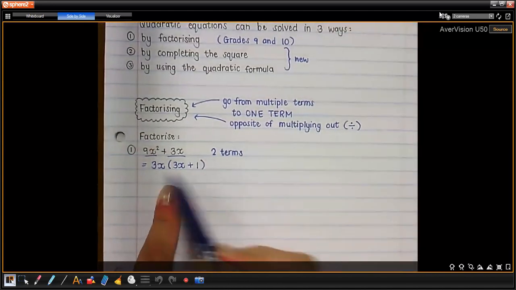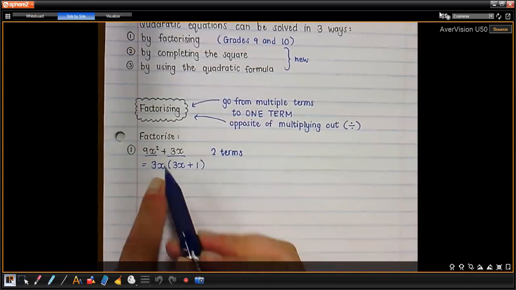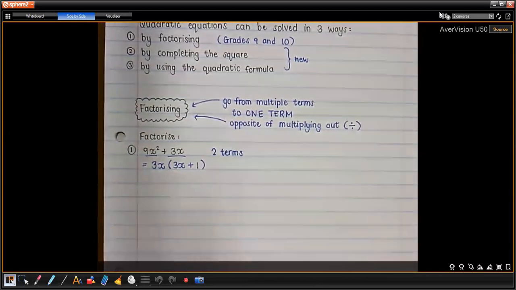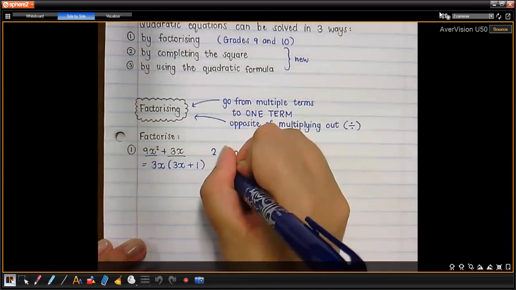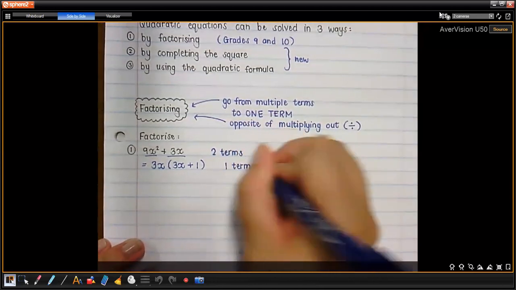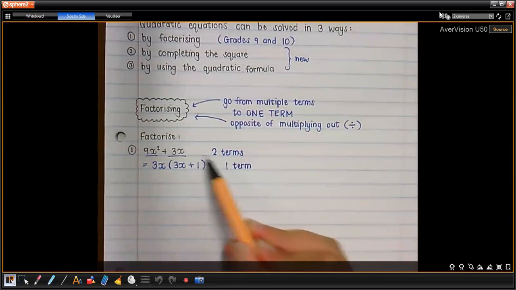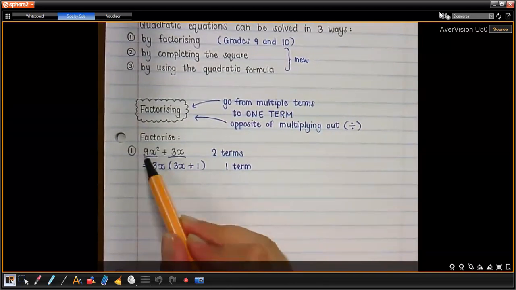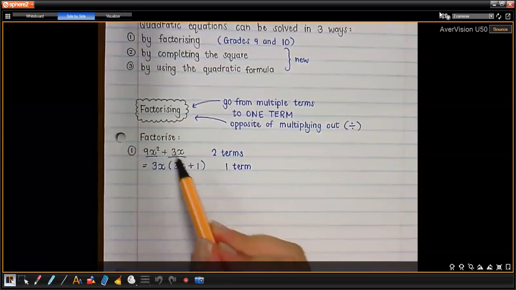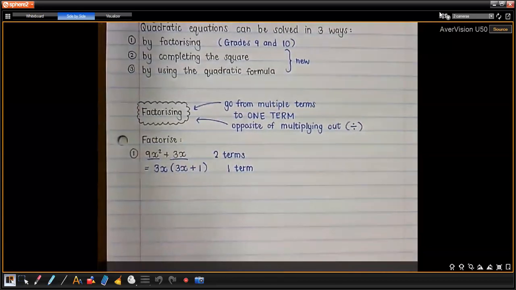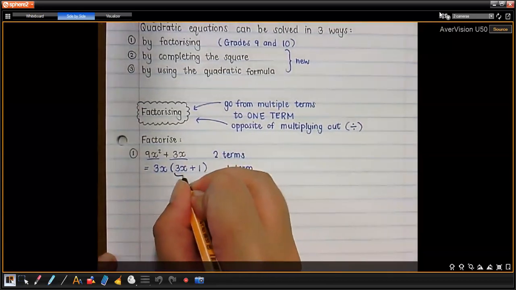Do you notice that I now only have one term? Right? Because here I have 3x multiplied by, and multiplication doesn't separate terms. Okay, and multiplied by a bracket, which is also just one term. So we've gone from two terms to one term. But another thing that we must check is that whenever you are done factorizing, the number of terms in the bracket has to be the same as the number that you start with. Okay, so do we see that we start with 2 terms, and inside the bracket, if we ignore everything else, we have 2 terms again. Okay, so just make a note of that, please.